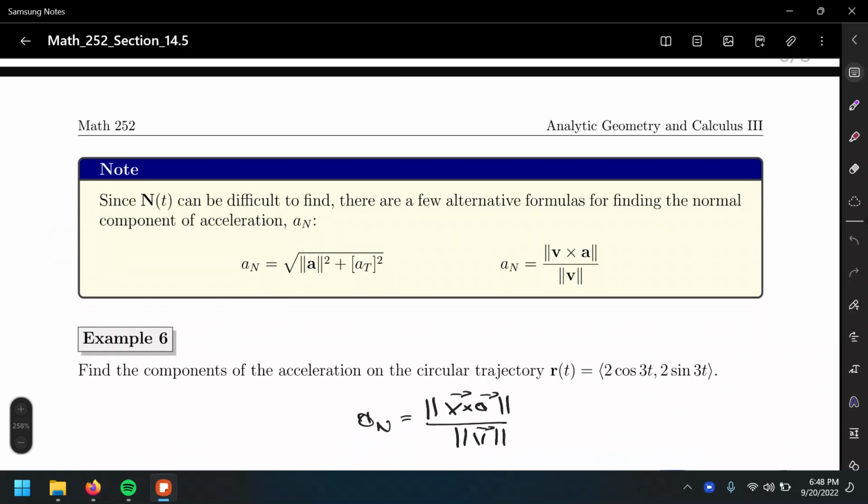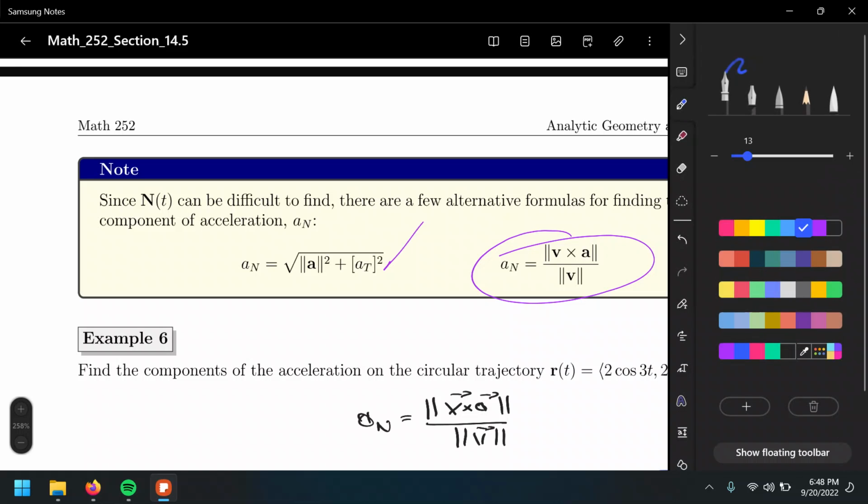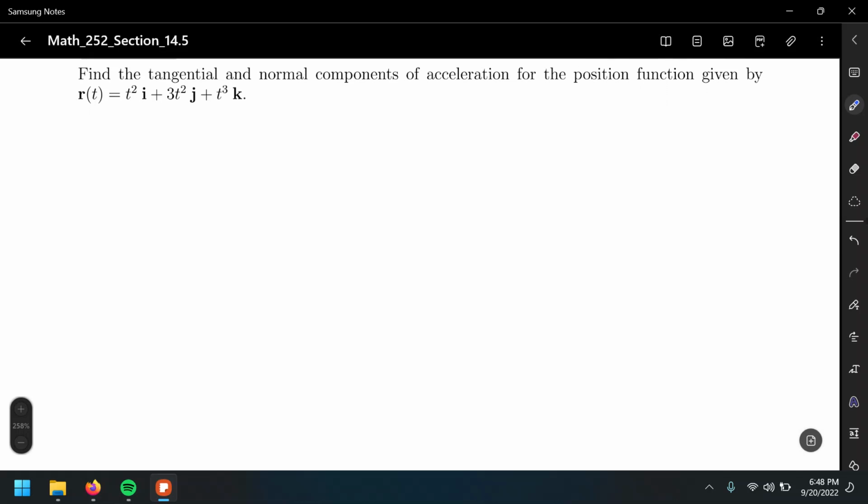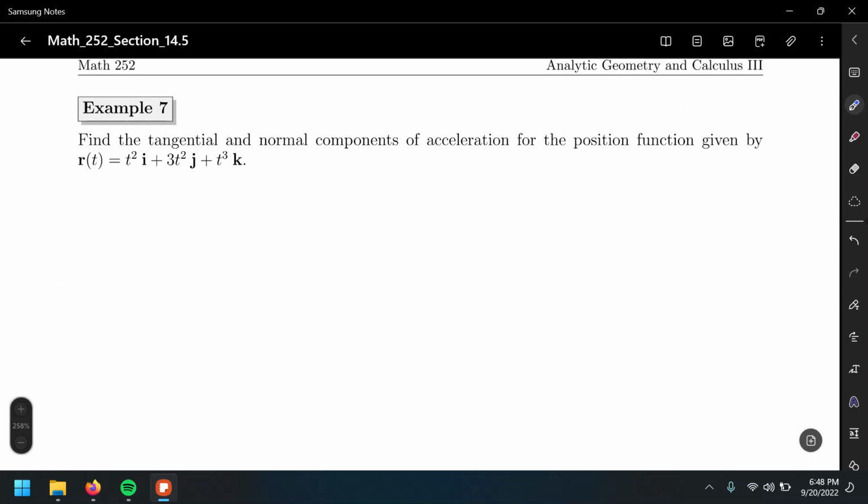And these are the two formulas. We did one example using this formula last time, and today we're going to do an example in which we're going to use this formula this time. All right. So we're given a vector valued function. That's the last page in the handout. They're asking us to find the tangential and the normal components of the acceleration.